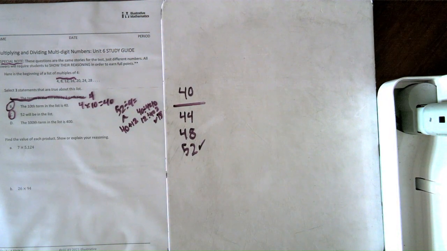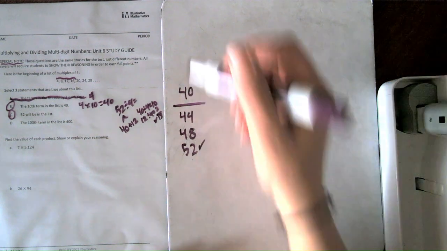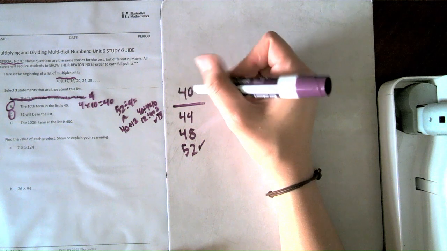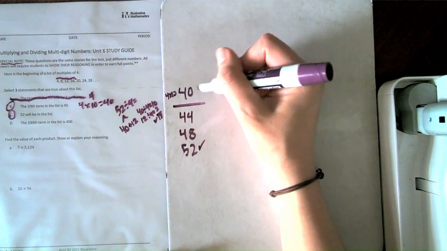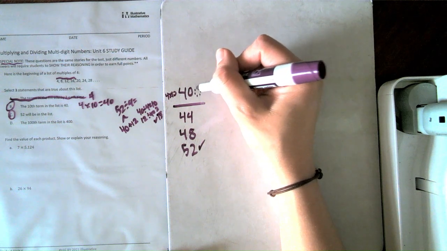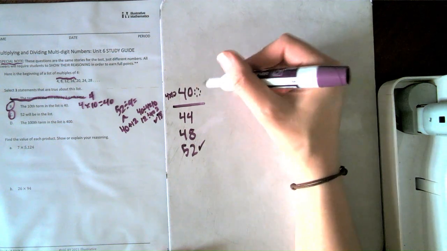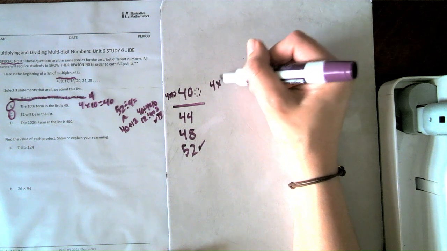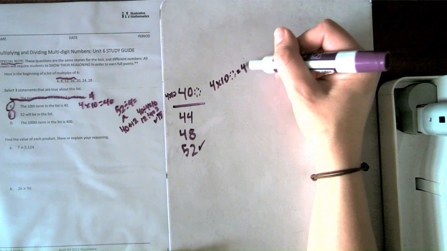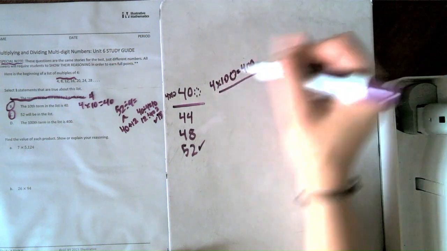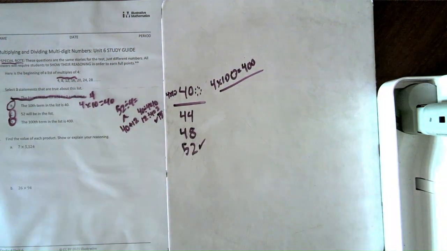And then for D, the 100th term in the list would be 400. That is true because we know that this is 40, this is 4 times 10, and we know the trick to adding the 0. If we add the 0 here, that is 4 times 100 equals 400. So we know this trick, and we know that this is true because 4 times 100 is 400. So that is for number 1.